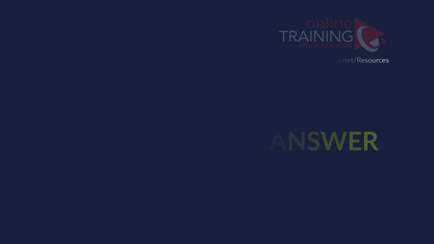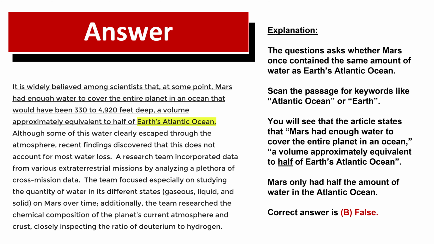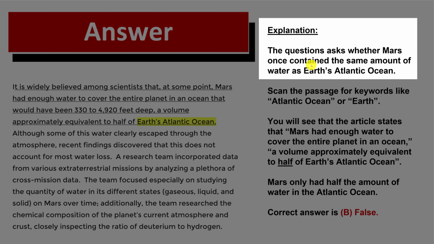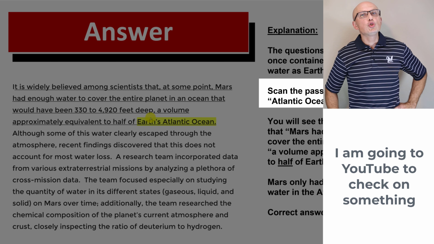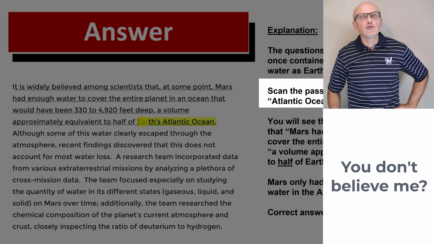Typically, in questions like this, you're presented with a passage that is very hard to understand. It also contains a lot of scientific or professional words that are not used in the common English language. So your goal here is to scan through the passage to see if you can quickly come up with the answer, because you have limited time on the test. So the question here asks whether Mars once contained the same amount of water as Earth's Atlantic Ocean. So you need to scan the passage for keywords like Atlantic Ocean or Earth.